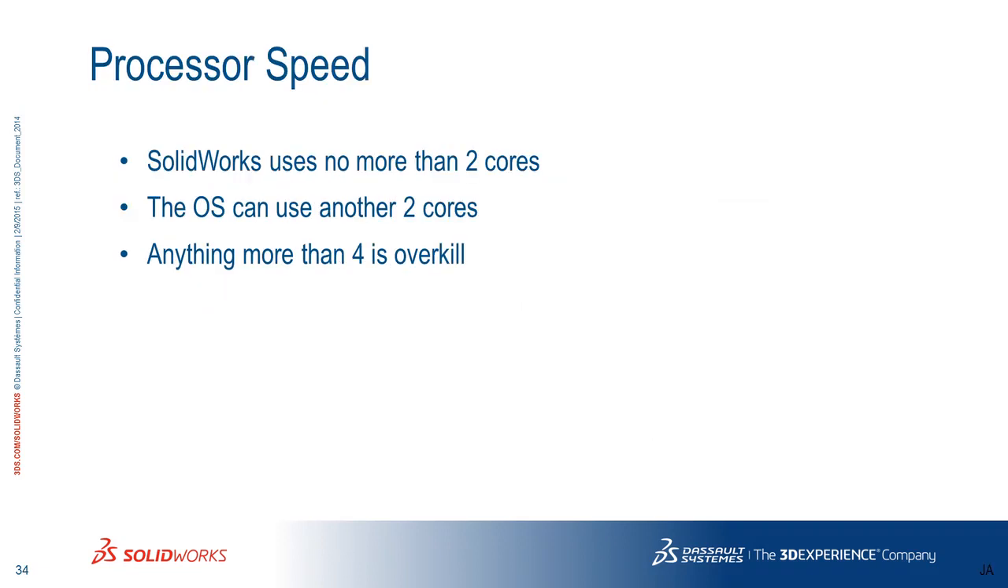That'd be good. All right, so the next thing that we wanted to look at is processor speed. As we talked about before, SOLIDWORKS itself uses no more than 2 cores. The OS can use another 2 cores. And as far as for just running SOLIDWORKS, anything more than 4 cores is overkill at this point in time. We proved that earlier on.